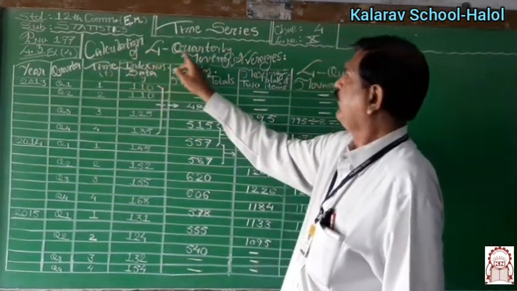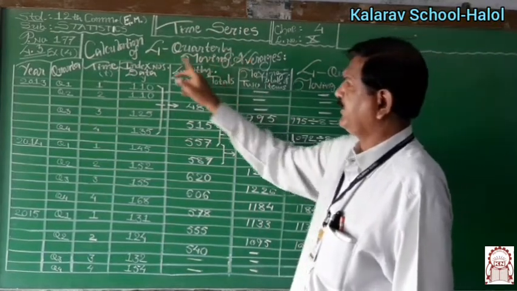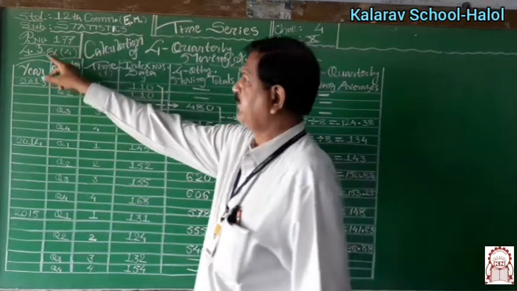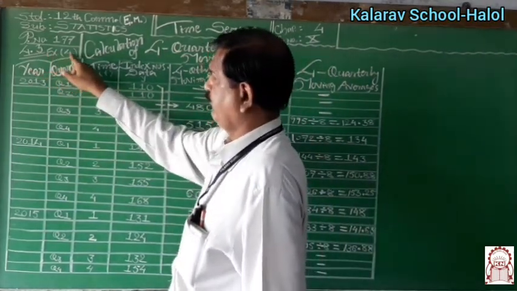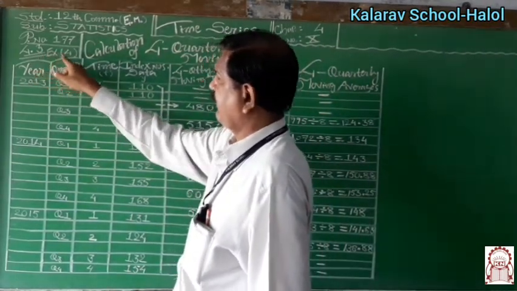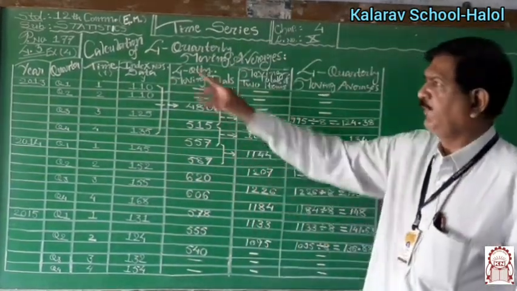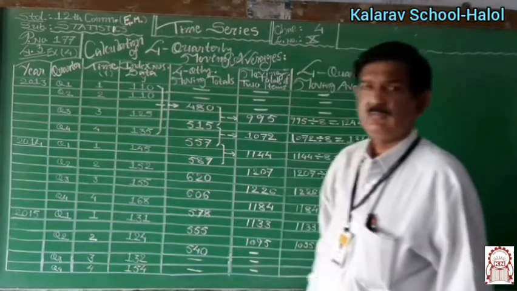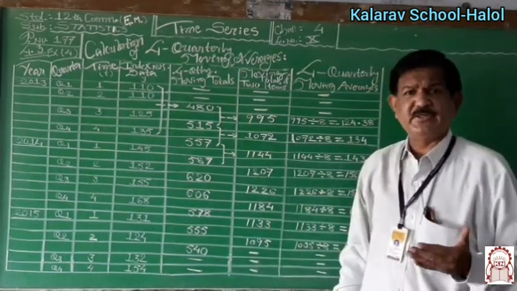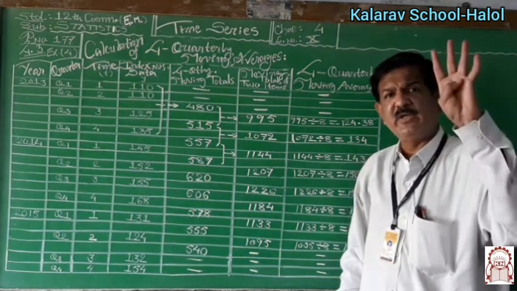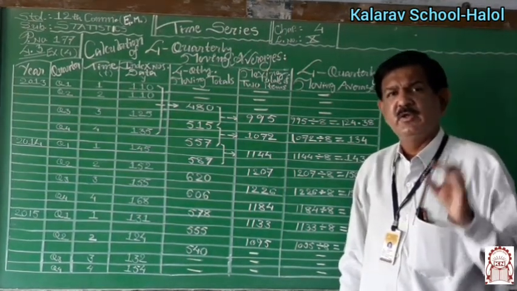Calculation of 4 quarterly moving averages is on page number 177 in our textbook, Exercise 4.3, example number 4. The example or question is given to you. Please see page number 177. There is quarterly data given. There are 4 quarters in each year.